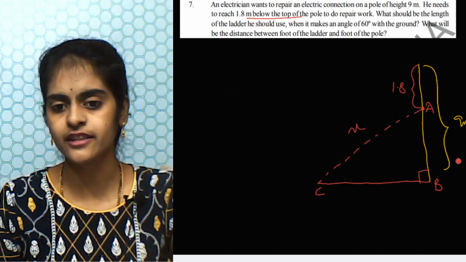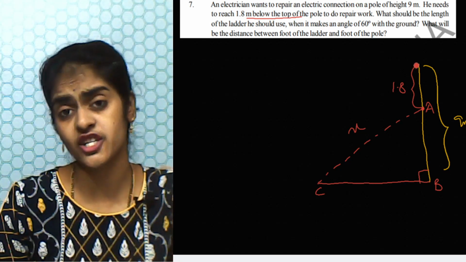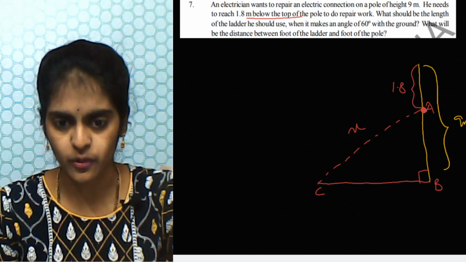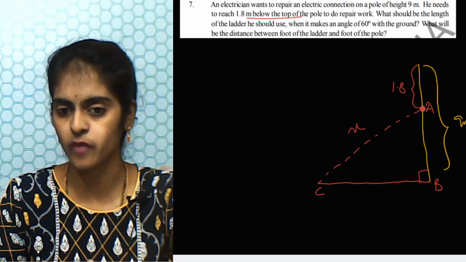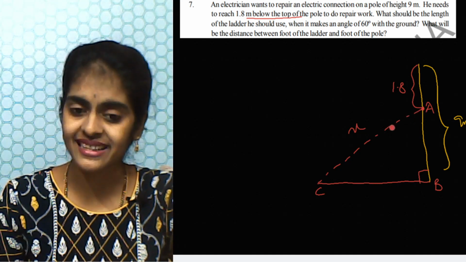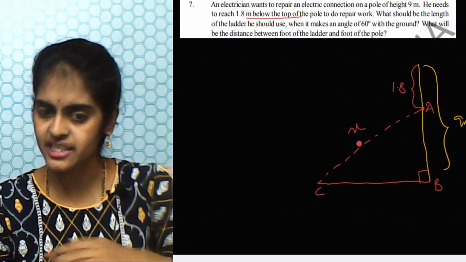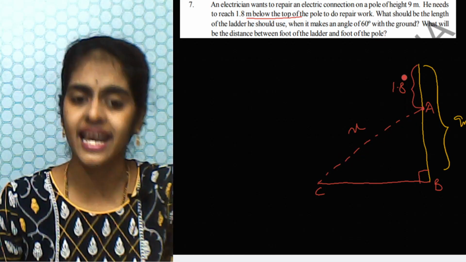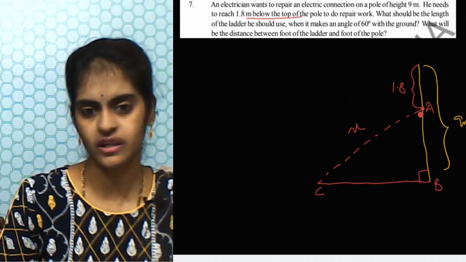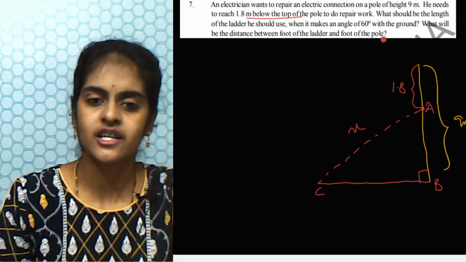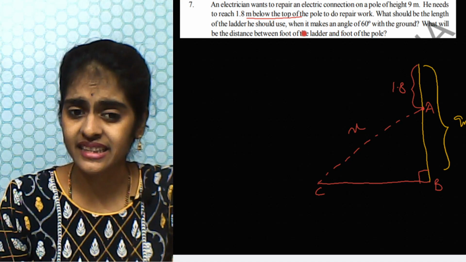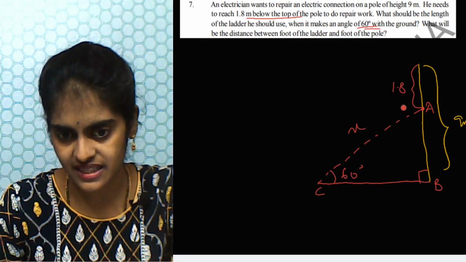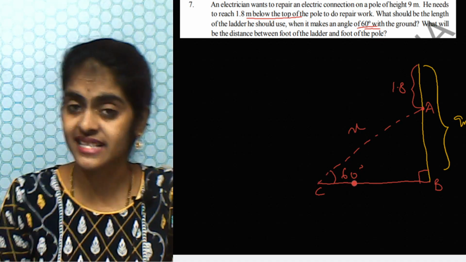The entire length of the pole is 9 meters and the electrician has to reach 1.8 meters from the top of the pole. So this is 1.8 from the top and this is the point which we want. So we want to find the ladder. We obviously place it in the slanted way, isn't it? So you want the ladder which helps the electrician to reach this point. The length of the ladder you have to find out. It is also given that the ladder makes an angle 60 degrees with the ground. So this angle is 60 degrees. This is the ladder, so between the ladder and the ground it is 60 degrees.